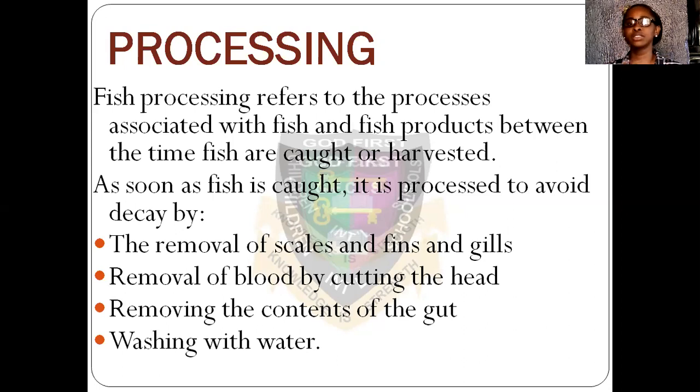So let us look at it on our screen. Fish processing refers to the process associated with fish and fish products between the time fish are caught or harvested, to prevent it from spoiling, to prevent it from decaying. There are some processes or activities that the farmer goes into to prevent the fish from spoiling. So as soon as the fish is caught, it is processed to avoid decay and spoiling.